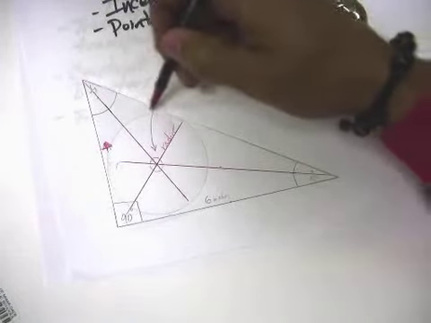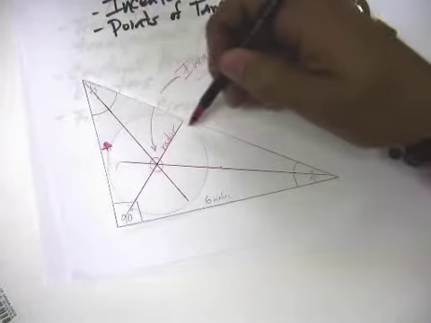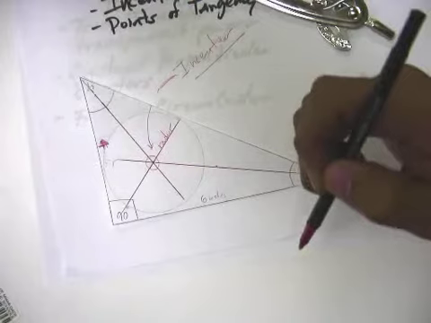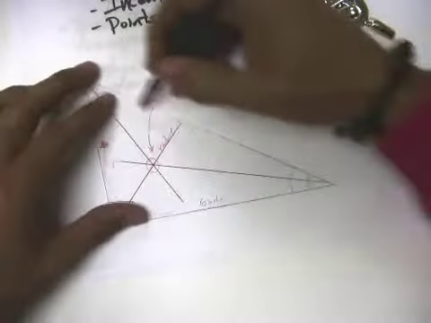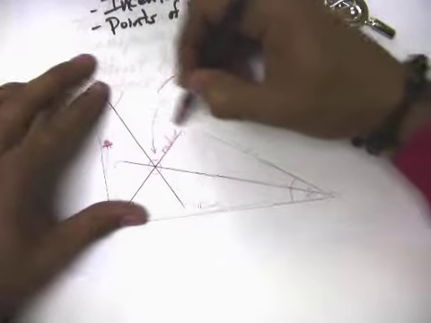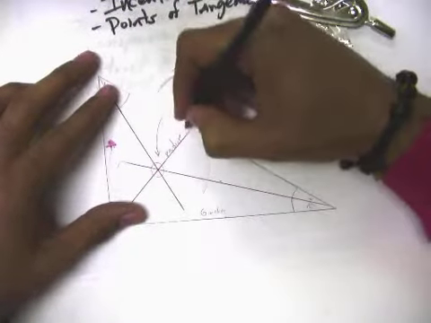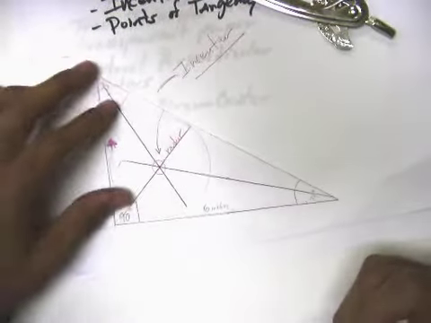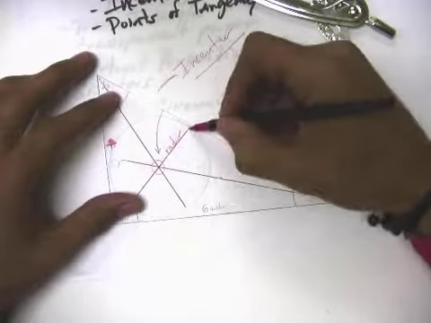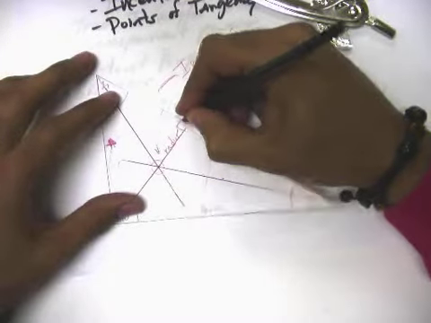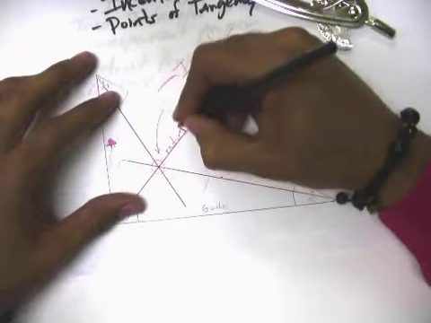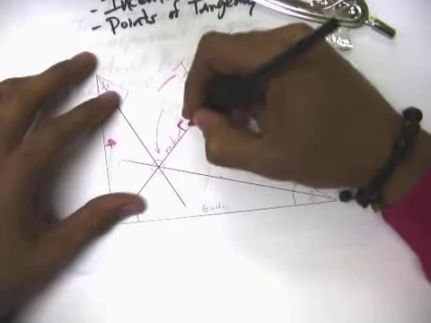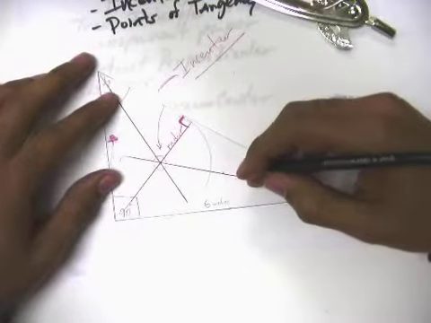So the angle bisectors give me a point that is the same distance from all of the sides of the triangle. Oh, and by the way, isn't this line right here tangent to my circle? Isn't this line here tangent to the circle? Yes, it is, because this line is barely skimming the surface. Remember we talked about points of tangency?